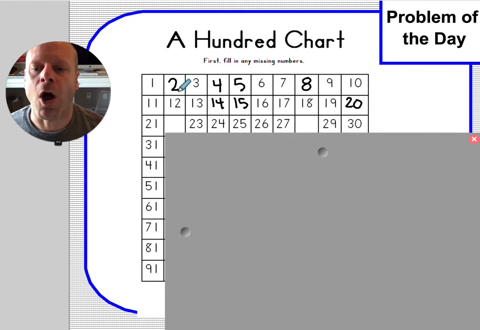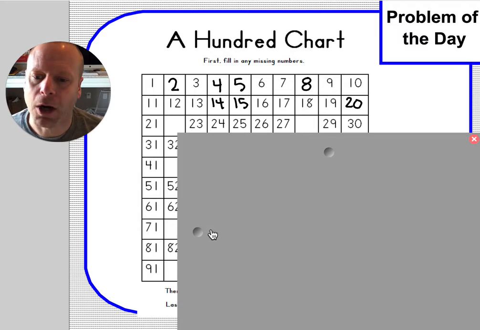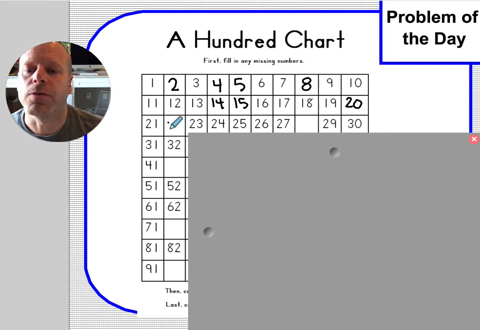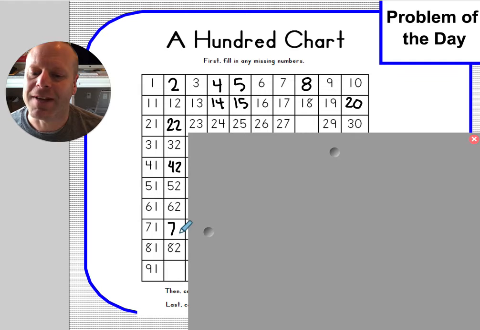So all the numbers in this second column are going to have 2s in the back. And as you look at the front digit, the tens digit, it's going to get bigger with every line you go down. So here all the front digits are 1s. Here all the front digits are 2s, right? So we're going to have 22, 32, 42, 52, 62, 72, 82, 92.